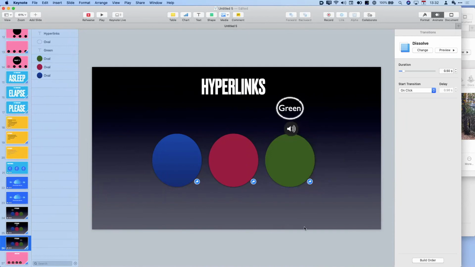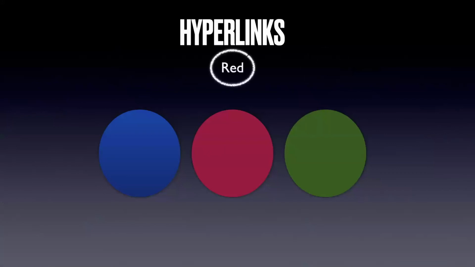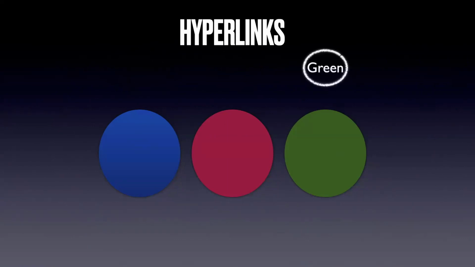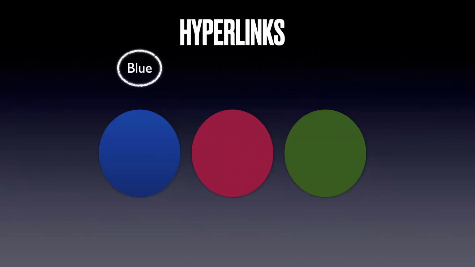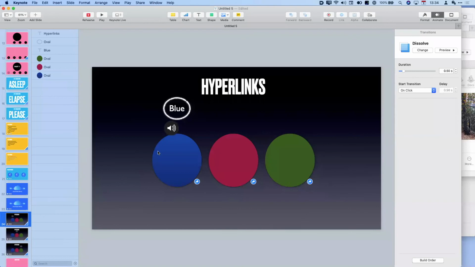So what does this look like in practice? If I click play: green. If I click on red, red. It takes me to the slide with red. If I click on blue, blue. If I click on green, green. It looks like I'm on the same slide, but I'm actually traversing 3 separate slides.